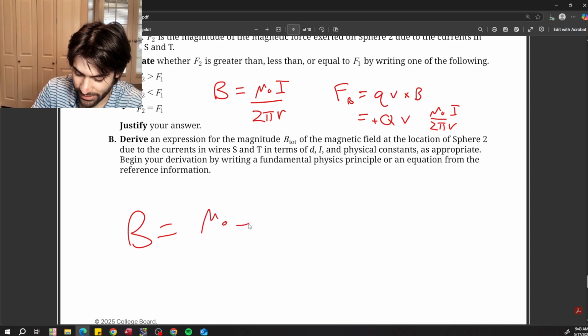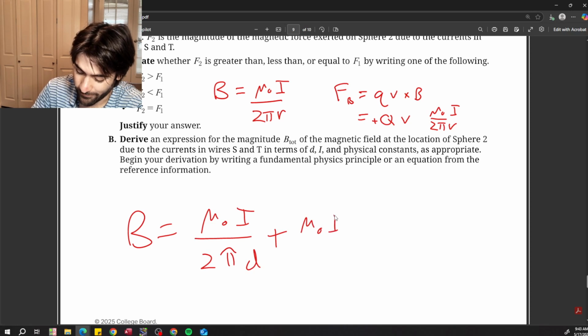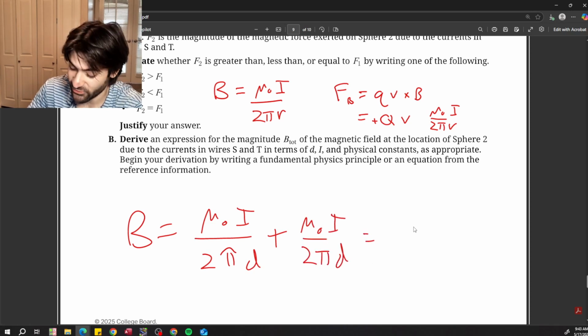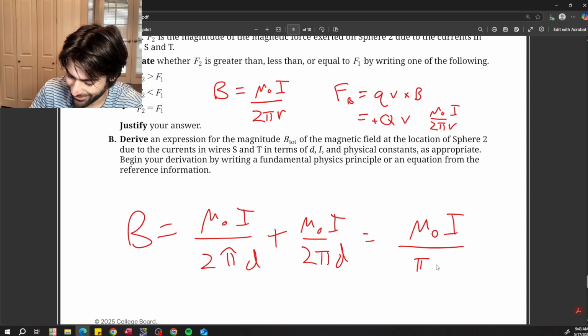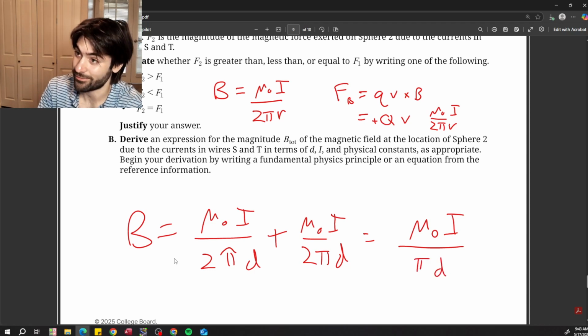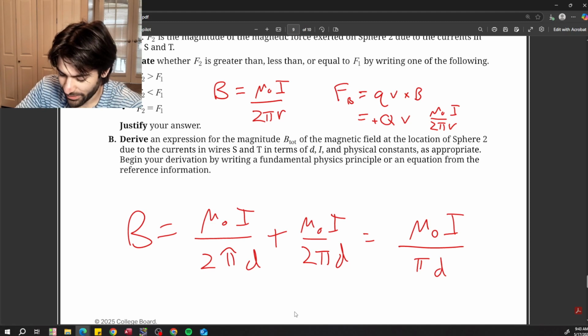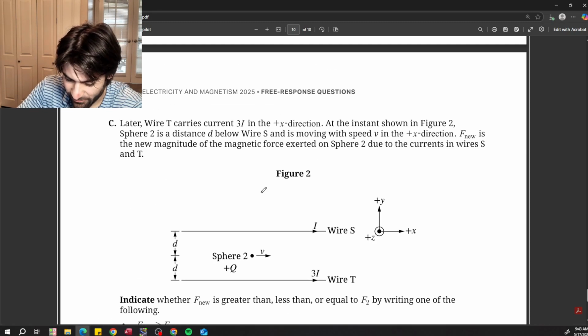It should be mu naught I over 2 pi d plus mu naught I over 2 pi d. They're both going in the same direction and they're identical, so they add. So that just gives you mu naught I over pi d. You just double this quantity, meaning the 2's cancel: mu naught I over pi d. Oh, that's the last part.